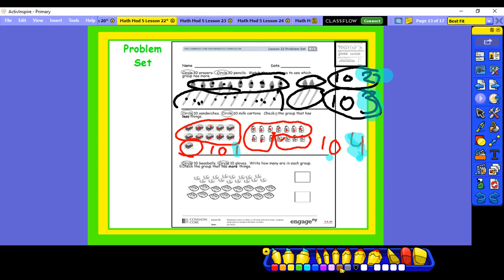We are to compare baseballs and gloves. Let's find and circle our group of 10 baseballs. 1, hold on a second. 1, 2, 3, 4, 5, 6, 7, 8, 9, 10. Here's my group of 10 baseballs.